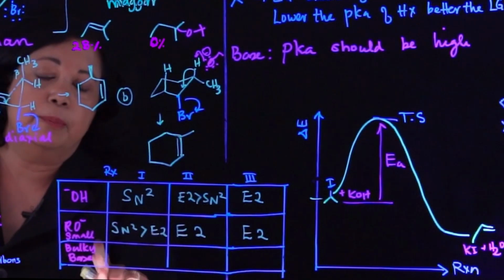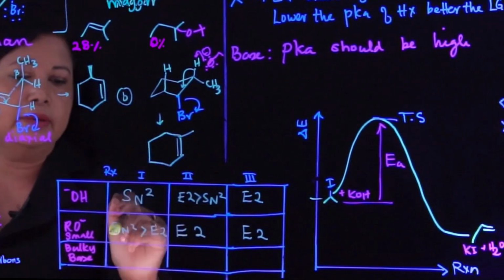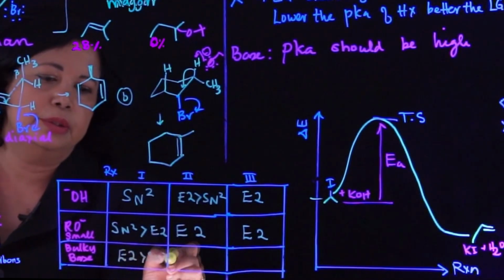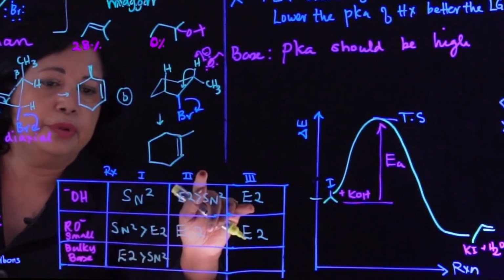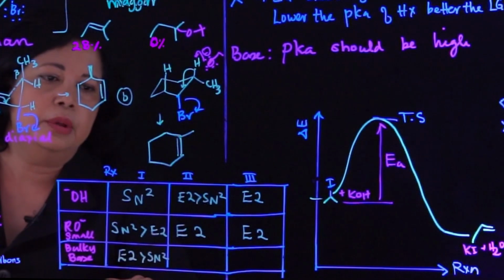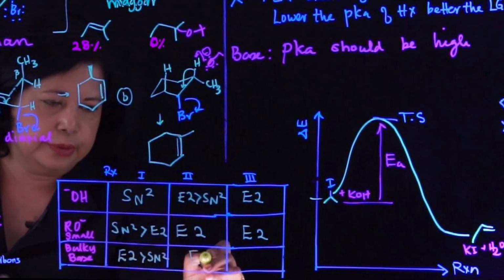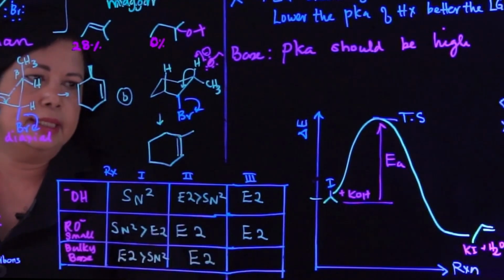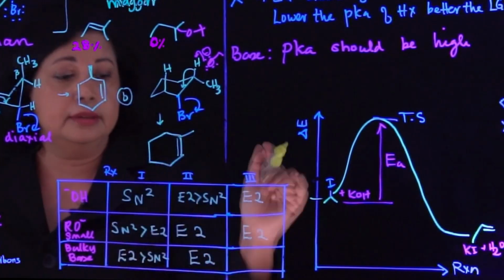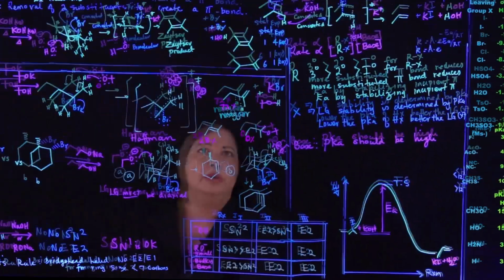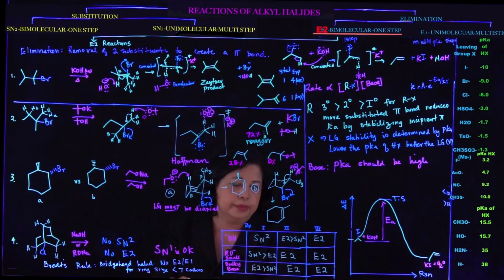Now, if you have bulky bases, even on primary, you're going to get E2, and it's going to be more than SN2. Now, if you have secondary, you are going to get pretty much all E2 with a bulky base. On tertiary, there's really no question about SN2. You're going to get E2.